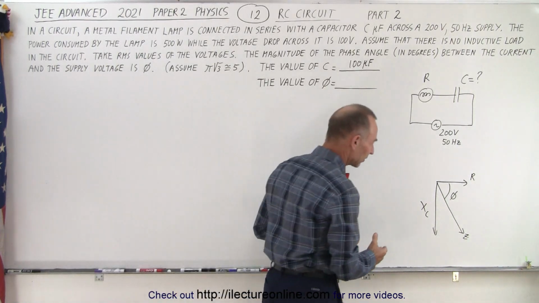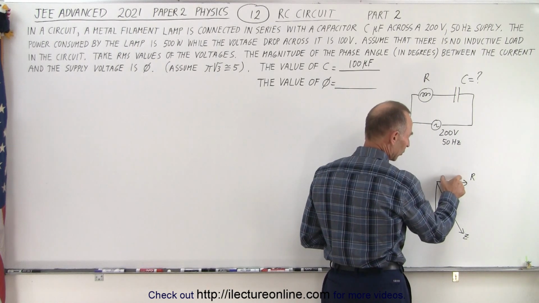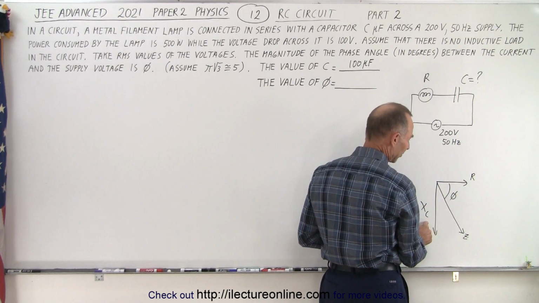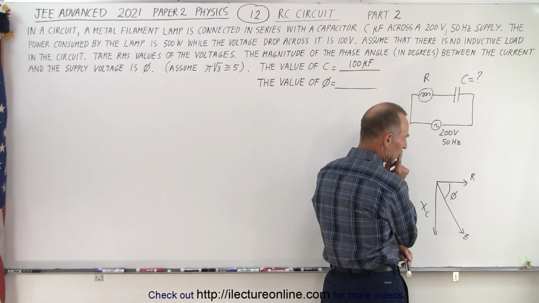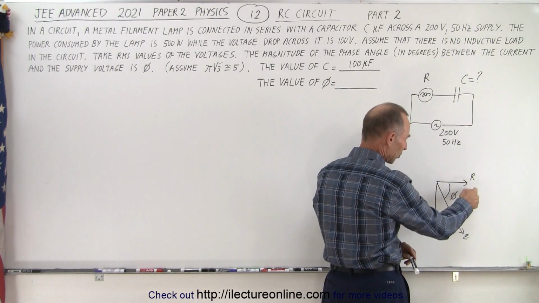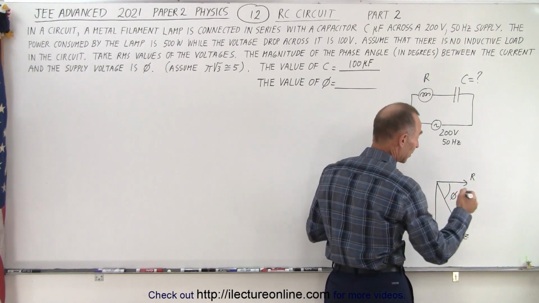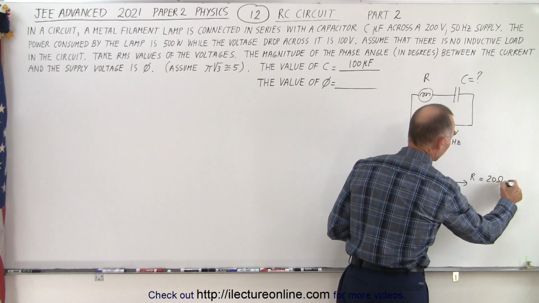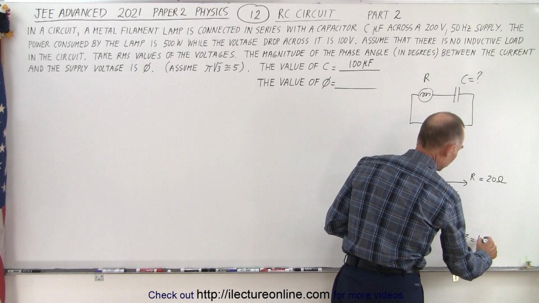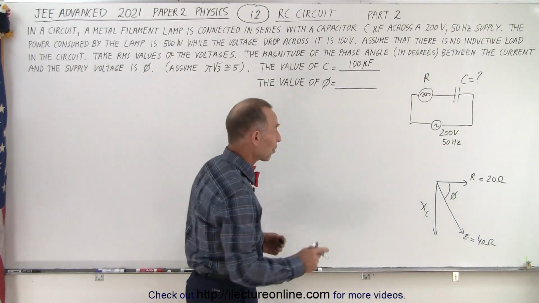So coming back to our diagram, here we see the resistance, which is in phase with the current, and then we have X sub C, and then we have the impedance. And notice we have a phase difference between the resistance and the impedance, and that's what we're trying to find. Now, in the previous video, we found that the resistance was equal to 20 ohms, and the impedance was equal to 40 ohms. So it simply becomes a matter of solving that triangle.